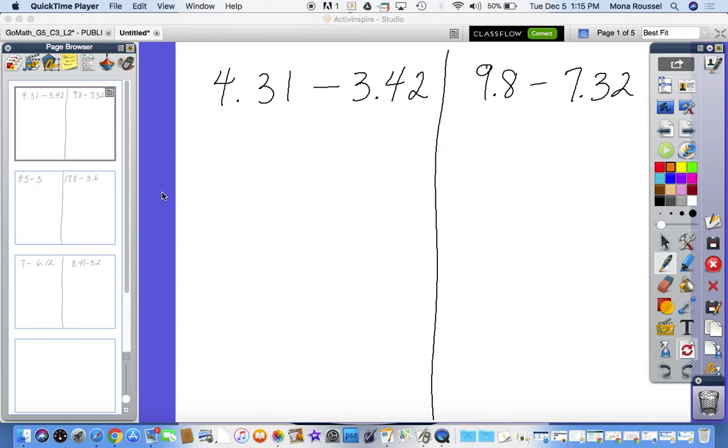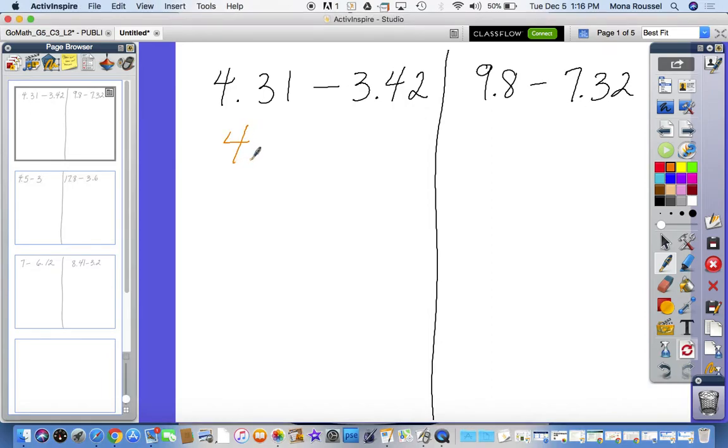To subtract decimals, we have to keep in mind the same fact that we had to remember when we were adding decimals. The decimal points need to stay in line so that it ensures that we are subtracting hundredths from hundredths, tenths from tenths, ones from ones, and so on. So here in the first problem, we have 4 and 31 hundredths minus 3 and 42 hundredths.